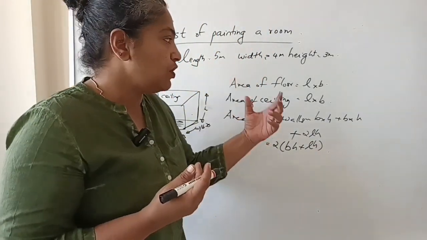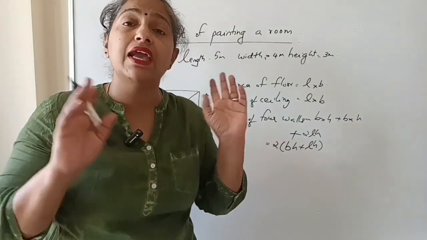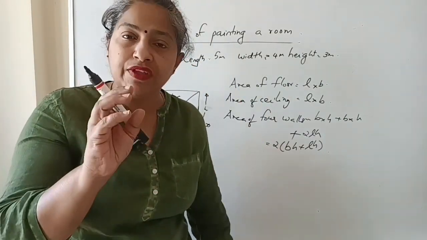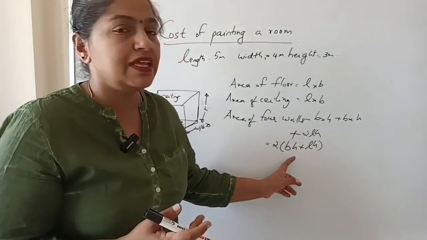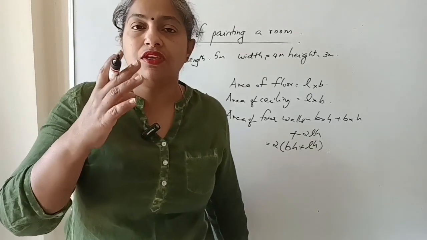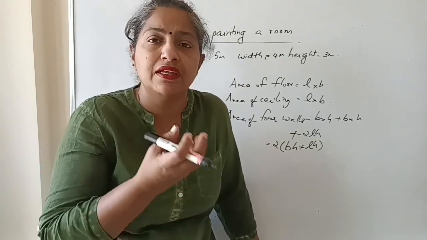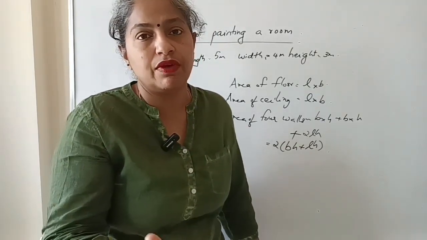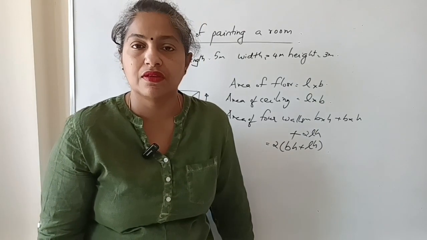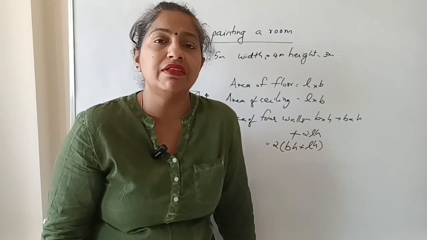Now I have broken down the area of the room into the area of the floor, the area of the ceiling and the four walls. If in the question they ask you to find the cost of painting the walls, this is the area that you should take. Now guys, one thing you need to understand is that it is always better to understand the measurements that are given to you and then take out the measurements that you require, rather than learning this by heart.